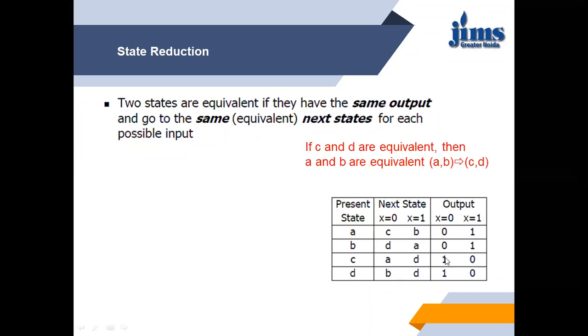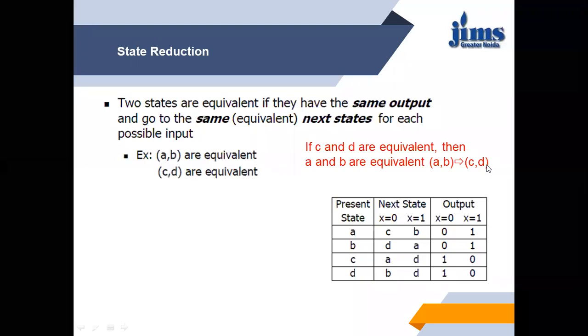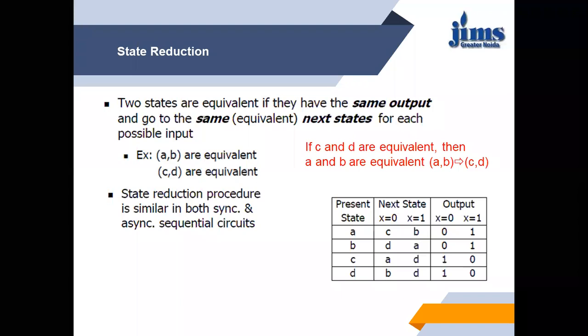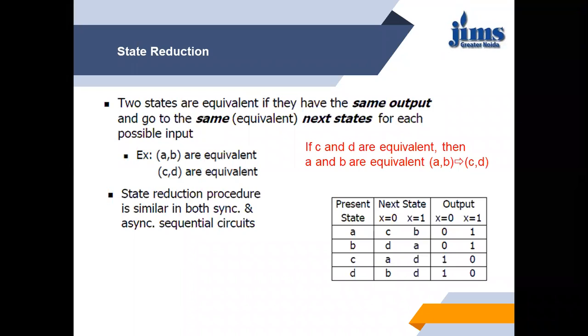If C and D are equivalent, because the output in both cases is the same, then A and B are equivalent. So we can say A and B are the same if C equals D. If A and B are equivalent, then C and D are equivalent, and we can reduce this from four states to two states. The state reduction procedure is similar in both synchronous and asynchronous sequential circuits.